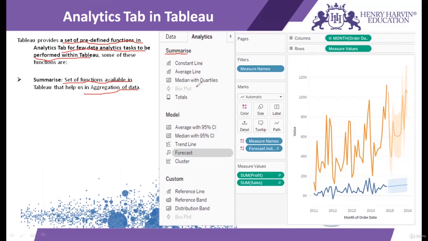This is quite similar to the summarize we had discussed in our previous videos, which were on the aggregation of data. Since we had already discussed these in the aggregation videos, we'll not be discussing the summarize part. We'll be straight away coming to the model part. I'll give you one example of summarize, and then you can check out the other ones, because they are quite similar to the aggregation functions we had discussed in the aggregation video. So without much ado, let us move to my Tableau workbook and see how to perform summarization of data.